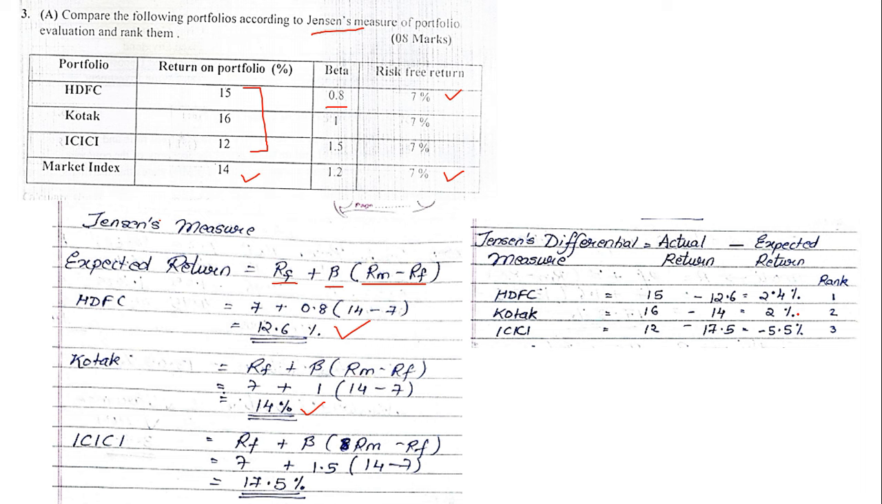And with that we just need to finally rank them. The highest one was 2.4%, which was of HDFC. Second rank was 2, which was of Kotak. And third is a negative value of ICICI, so that will be rank 3. So first we need to find the expected return and then apply it in Jensen's formula. Whichever is the highest value, that will be rank 1, followed by the second and the third. So this is how you'll have to solve question number 3A based on Jensen's measure. Go through it once and then we'll move to the next sum.